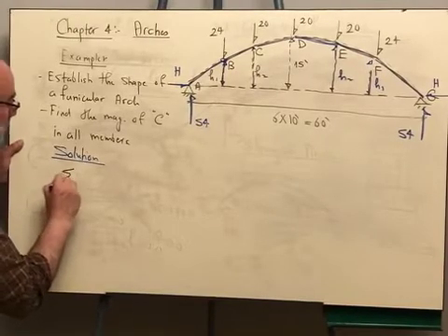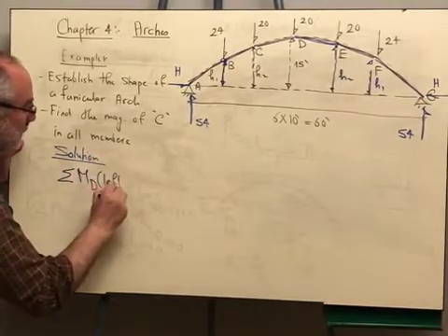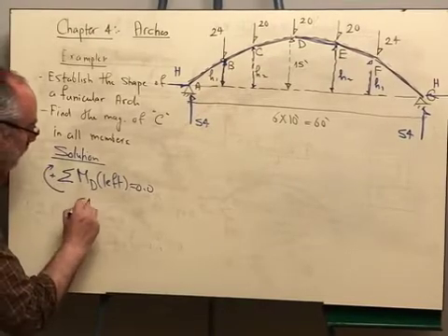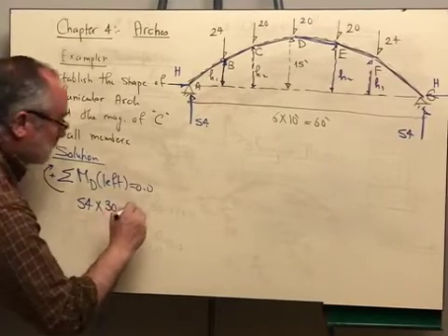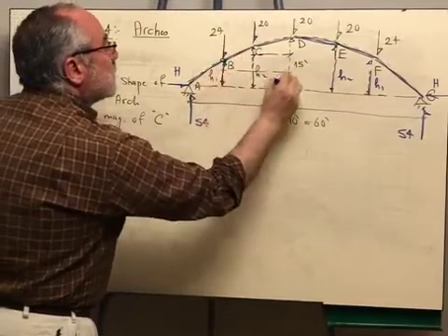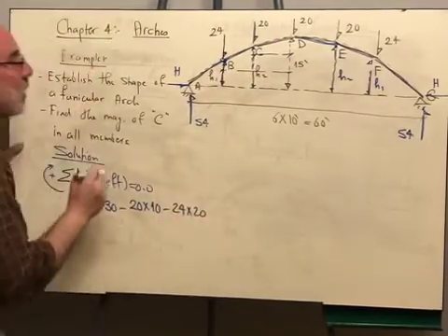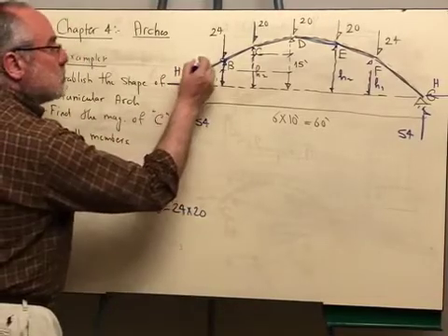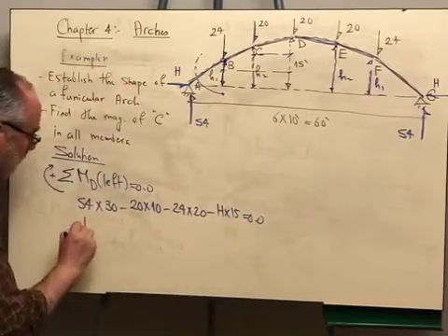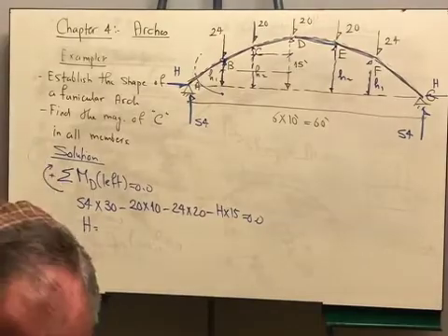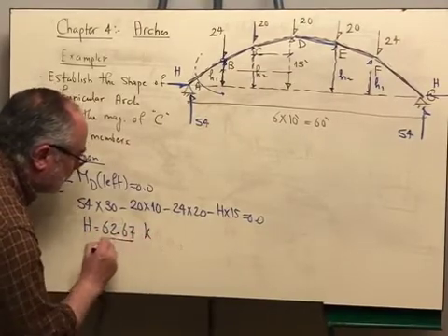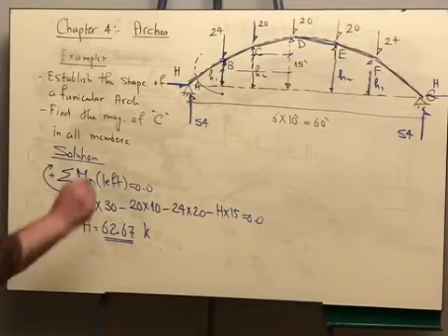So I will say sigma, the moment about point D from the left-hand side, is equal to 0. Now, this is the positive direction. I have 54 multiplied by 30, minus 20 multiplied by 10, which is the moment caused by this force, multiplied by 10, and the moment caused by this force multiplied by 20. And we will have to include the moment caused by the horizontal reaction, rotating in this direction. It is H multiplied by 15, equal to 0. From there we get the value of H, and if you did this, it will be 62.67 kips. Very good, so I solved for this one.